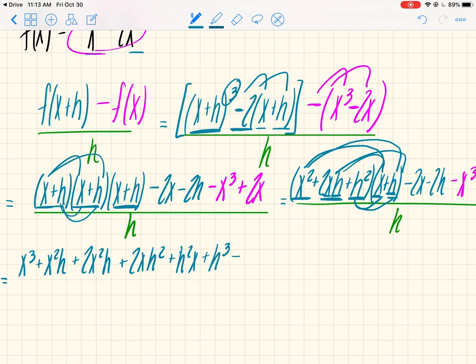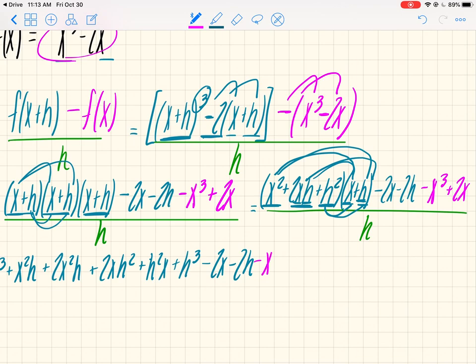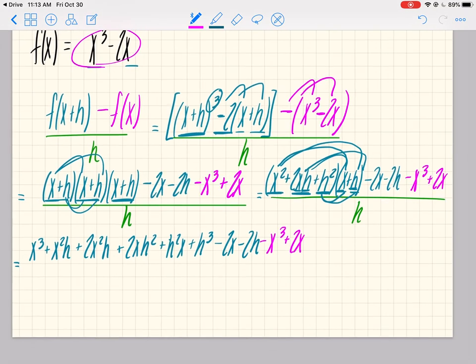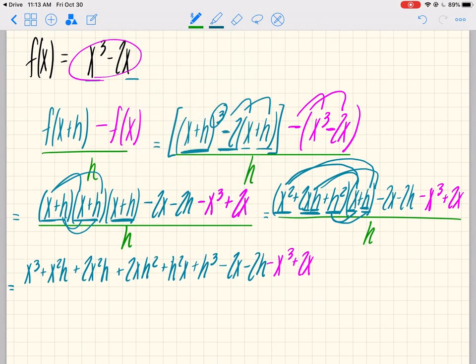Phew, we're done with that, okay? And then I'm just going to write minus 2x minus 2h, all of that minus our x cubed plus 2x. All of that divided by h. You guys should be very proud of yourselves. This is very, very, very messy. Okay, but it'll get a little bit easier.